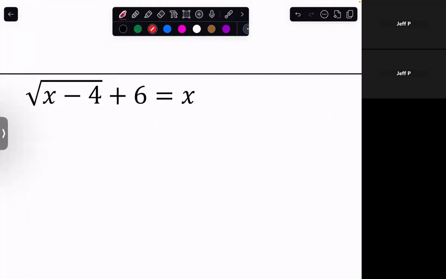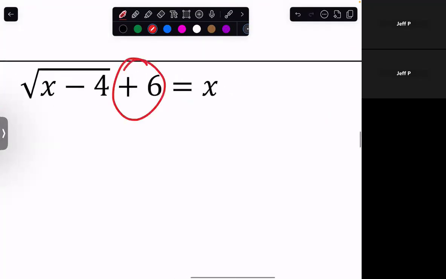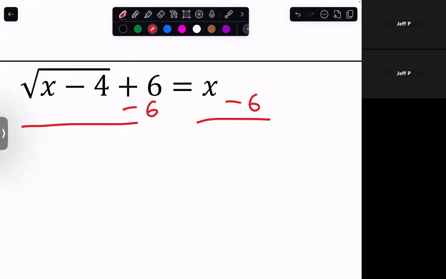The general strategy we learned last class is, you want to get the radical by itself before you do the exponent. So we don't want to square both sides right away. Instead, the better idea is get rid of this plus 6 on the outside of the radical first. We would want to subtract 6 from both sides, leaving us with square root of x minus 4 on the left, and then equals x minus 6 on the right.